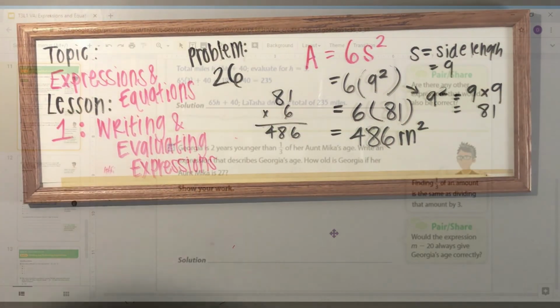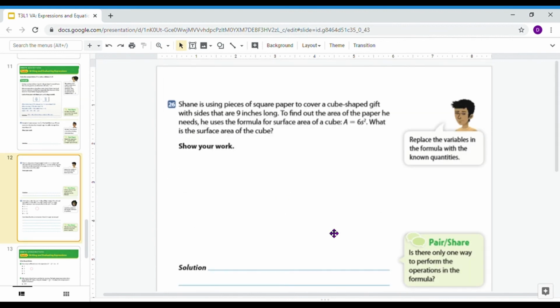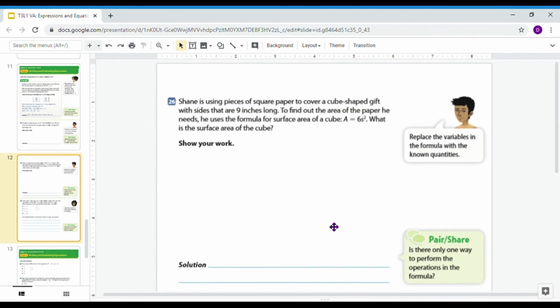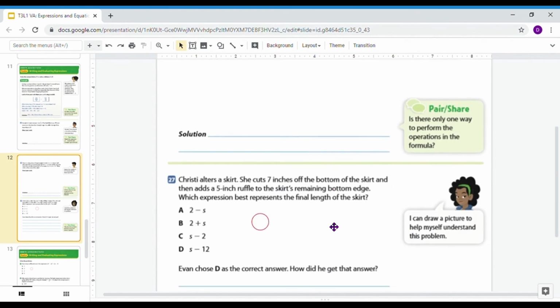For number 27, this one has multiple choice. Christy alters a skirt. She cuts 7 inches off the bottom and then adds a 5-inch ruffle to the skirt's remaining bottom edge. Which expression best represents the final length of the skirt?